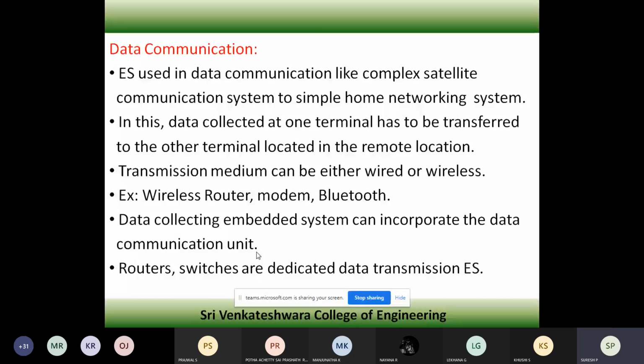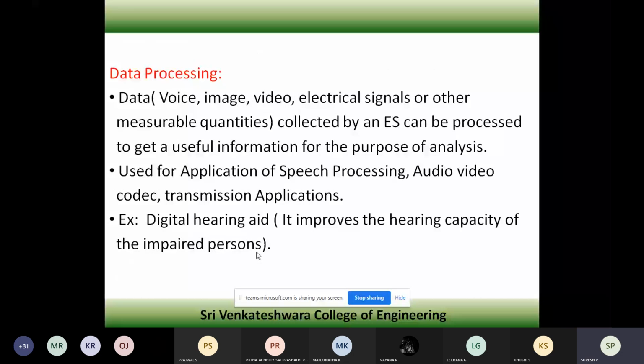Now data processing. In data processing embedded systems, we have voice, image, video, electrical signals, or other measurable quantities collected by the embedded system, which can be processed to get useful information. So here the third type is data processing. That means whatever data you have can be processed to get useful information.